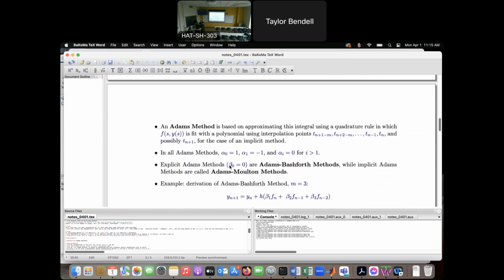If beta naught is 0, then again, that's explicit, so those are called Adams-Bashforth methods. Otherwise, we have implicit methods that are called Adams-Moulton methods. I should mention that Bashforth had nothing to do with the invention of Adams methods. It was all Adams, but Bashforth was a scientist, not even a mathematician, that Adams was collaborating with, who had the application key. That's how they got attached to it.